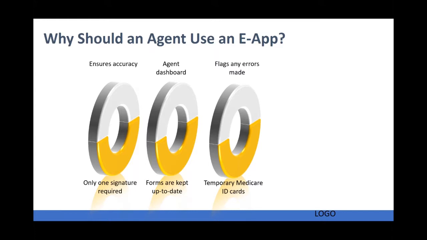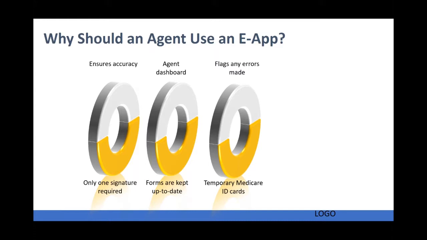If you submit a paper application to the carrier, those physical ID cards aren't going to be received until the app is issued. They're sent through the mail, and you receive them that way. Well, with e-application business, as soon as that app is issued, those temporary ID cards will automatically be generated. They will be emailed to the client, and they can print them out at home.